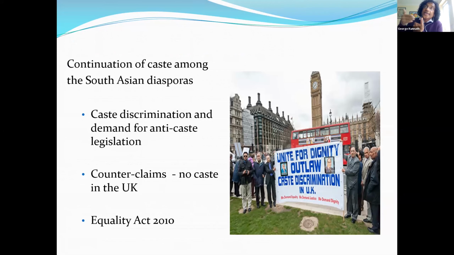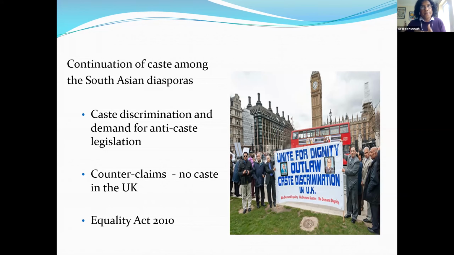Now you also find this where South Asian populations move outside India. In Europe, in the US, Australia, you find the continuation of caste in the diasporas. And that's why caste discrimination was questioned in the UK. Over 200,000 people, they say, are vulnerable to caste discrimination, especially in the service sector, healthcare, education, employment. And therefore, they wanted this to be included in the Equality Act of 2010.